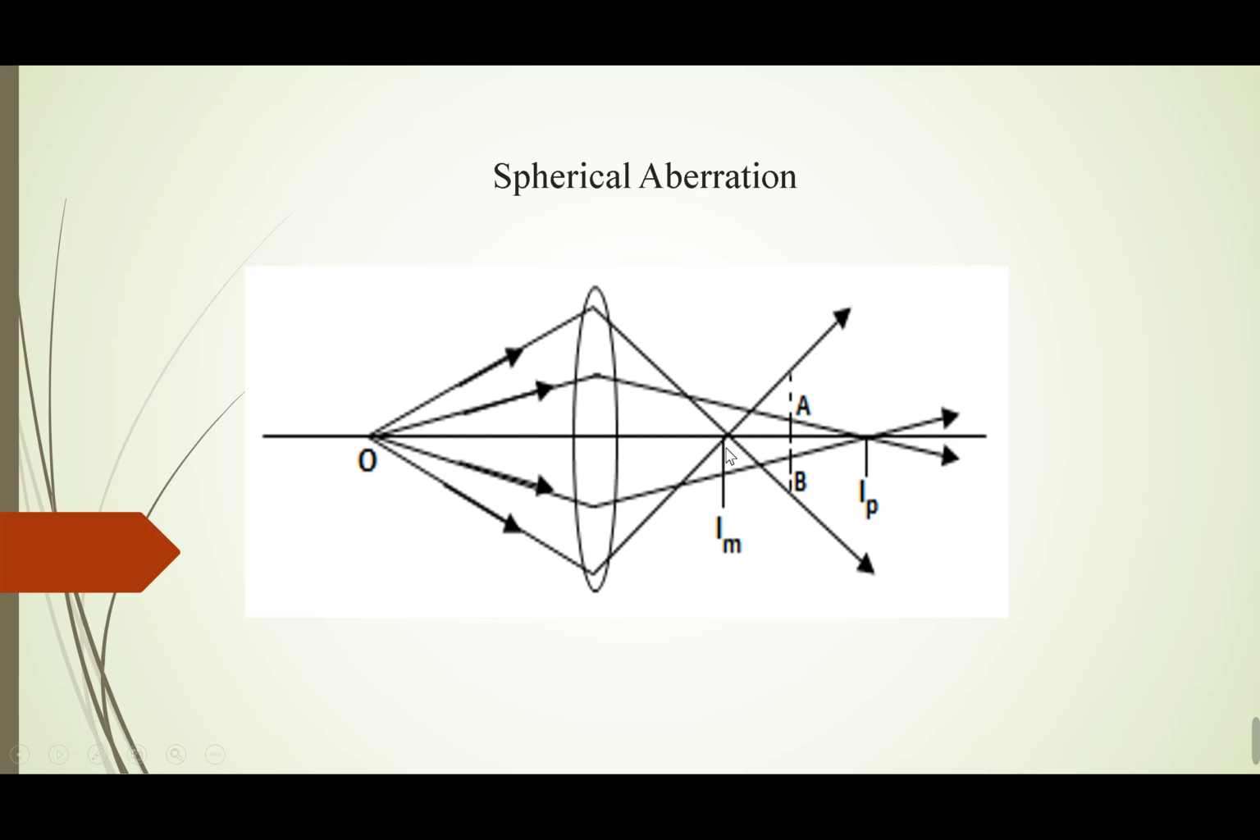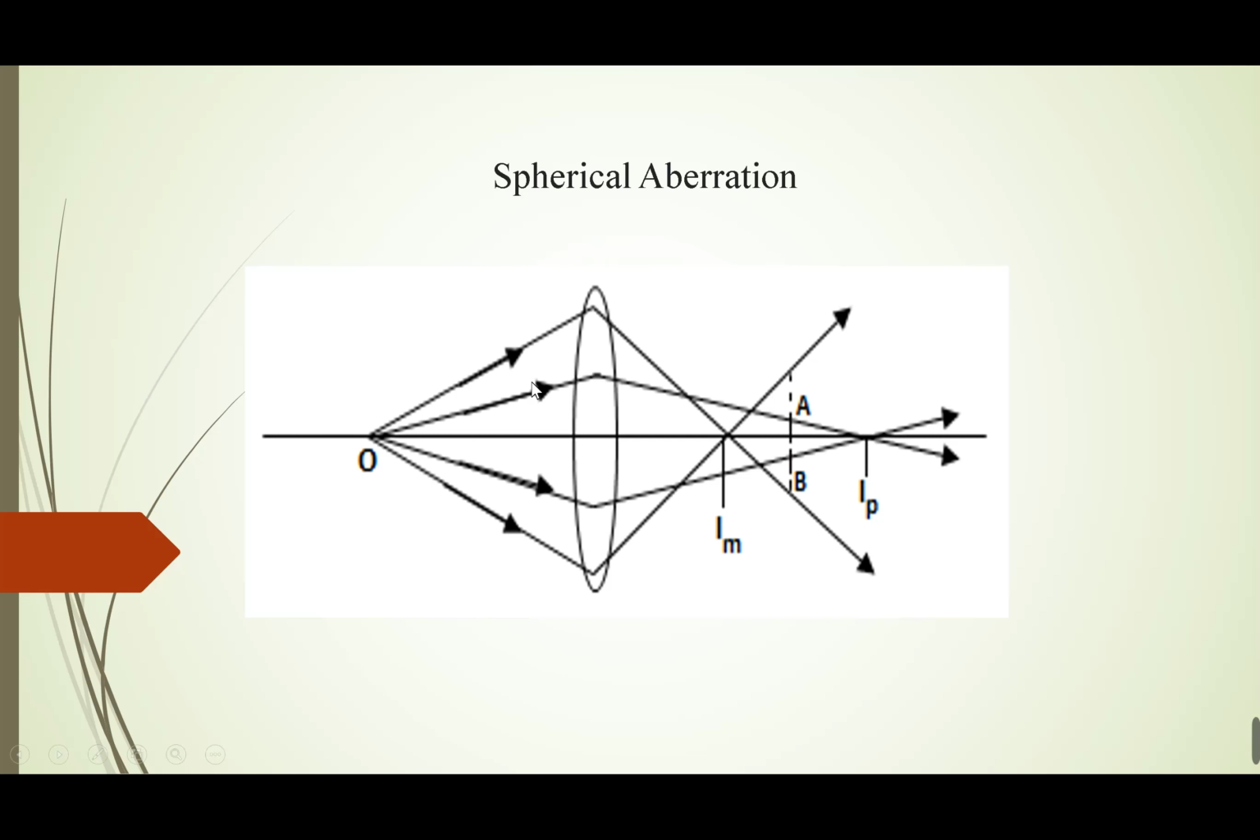Okay, so the distance between IM and IP is referred to as longitudinal spherical aberration, and according to the diagram, the radius of the circular patch will give you the lateral spherical aberration. Okay, so how to minimize the spherical aberration?